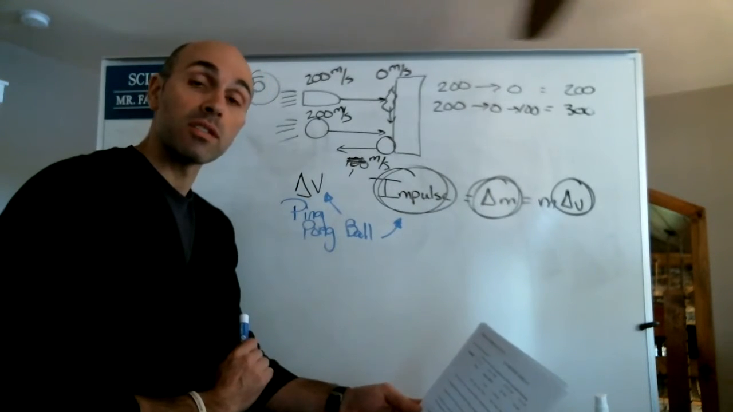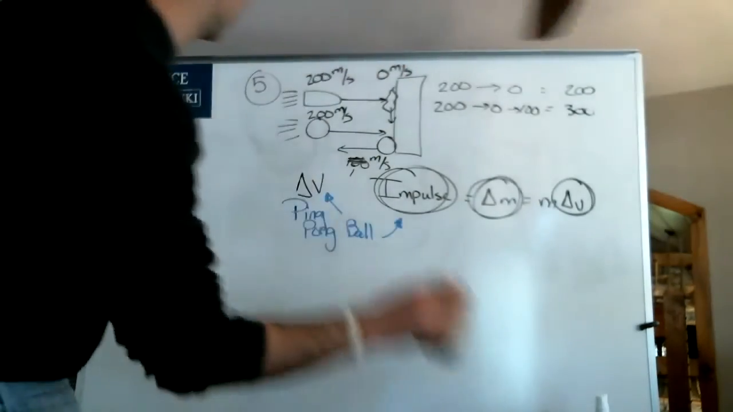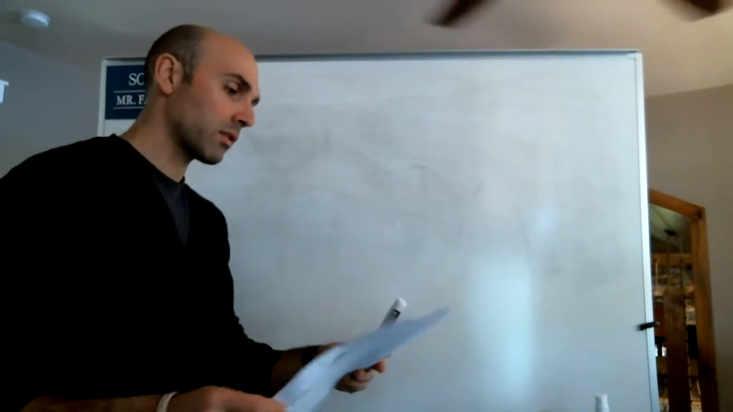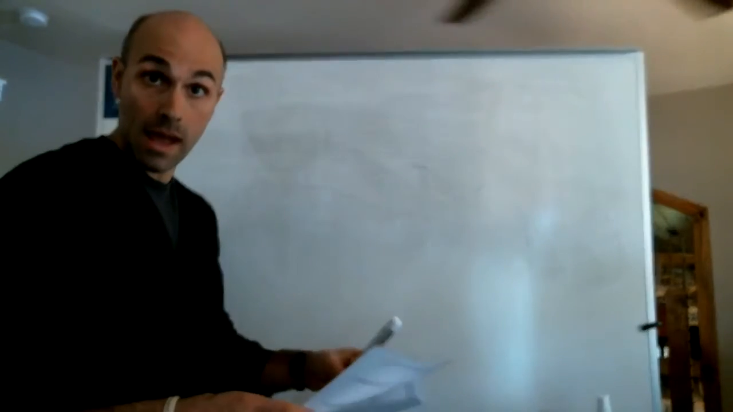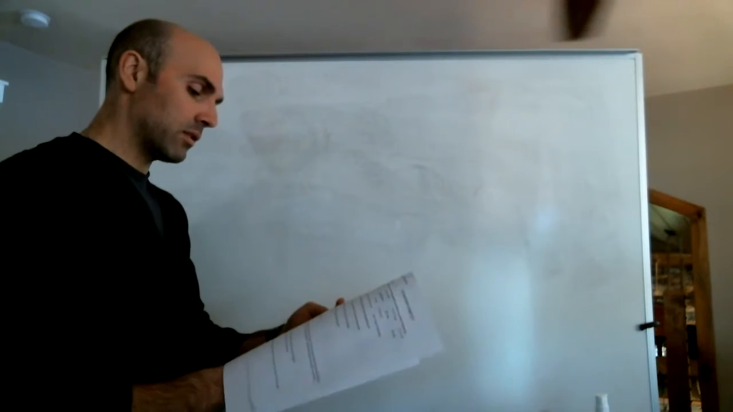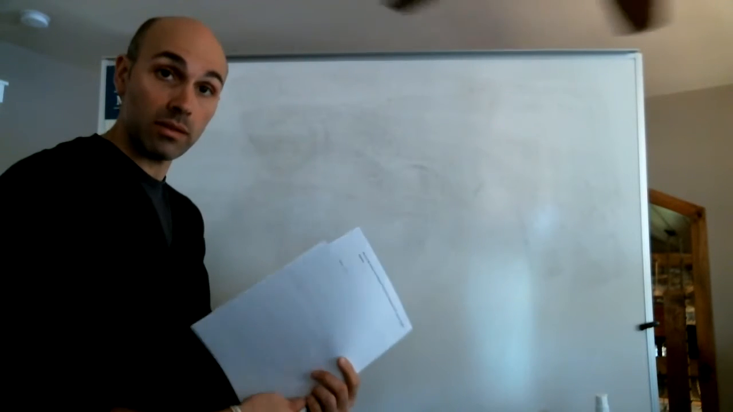And number 6, we're going to finish this video out with number 6. Let me just erase this. All right. Number 6, a 2-kilogram ball. Ooh, this is A, B, and C. So let's get this stuff written down. A 2-kilogram ball is rolling at 10 meters per second towards an 8-kilogram ball at rest.